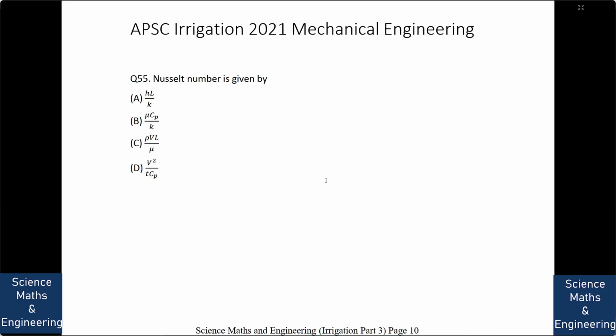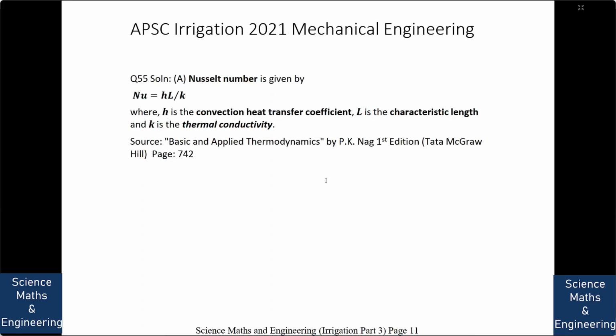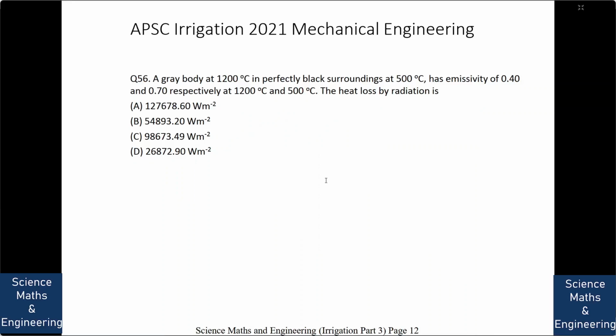So you can pause and think of the answer. The answer is Nusselt number is given by Nu is equal to hL by k. Here h is the convective heat transfer coefficient, L is the characteristic length, and k is the thermal conductivity. If you have any more doubt, you can follow the source. So we'll go to the next question.